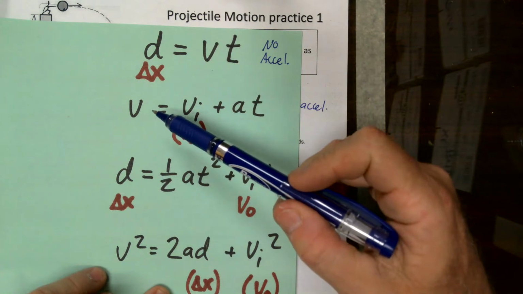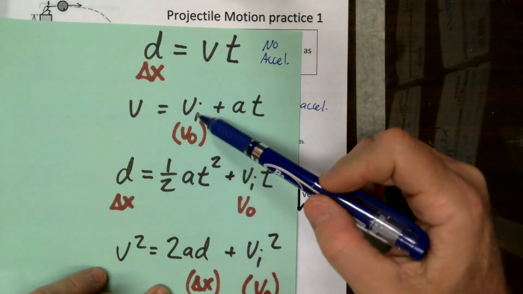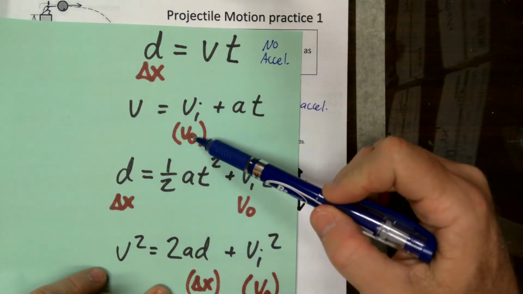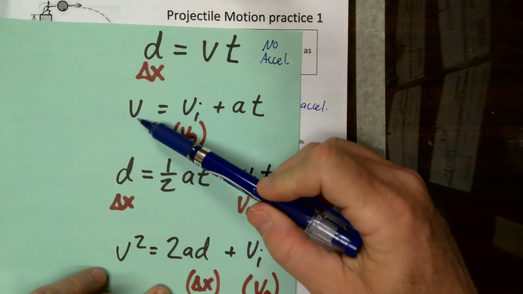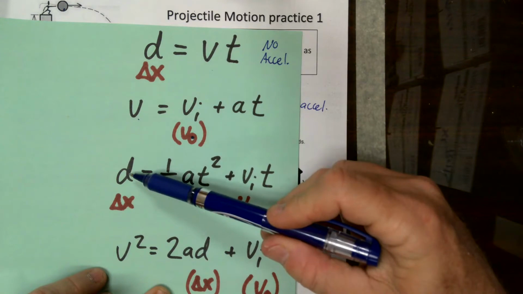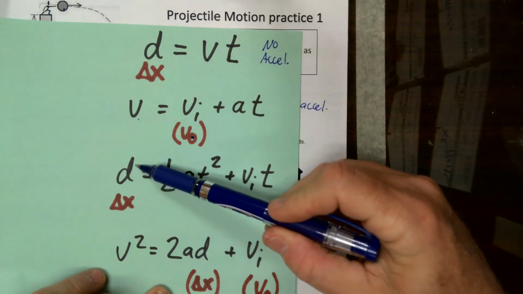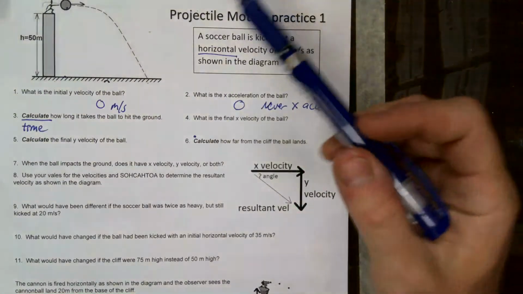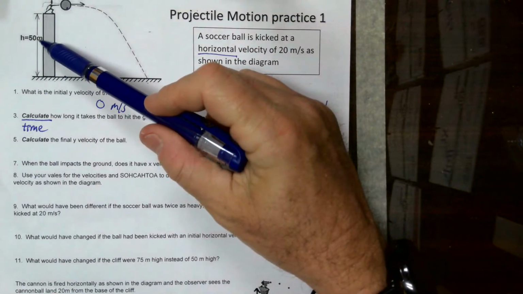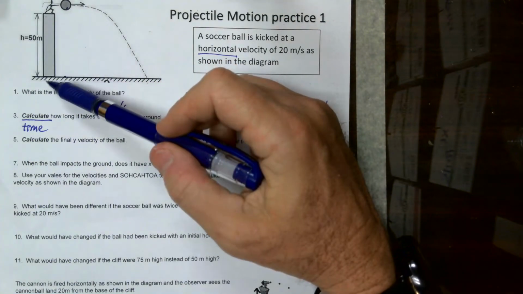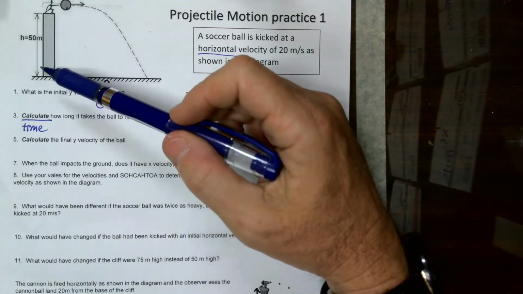Well, what am I given in the problem? Do I know anything about any velocities? I know the initial y velocity was 0, but I don't know a final y velocity. Do I know a distance involved with it moving to the ground? Yes, I know the distance it's going to move to the ground is 50 meters. So that might work for me.